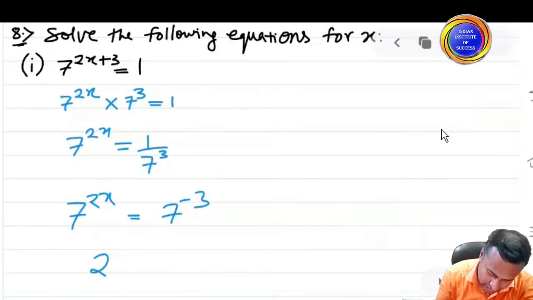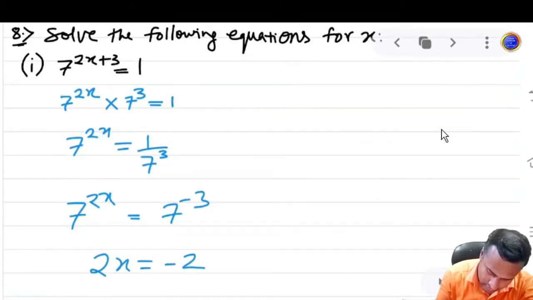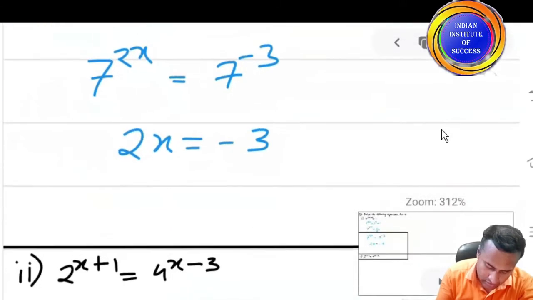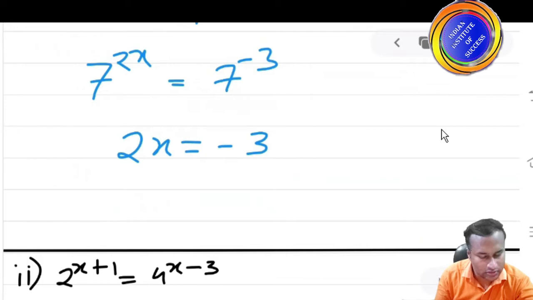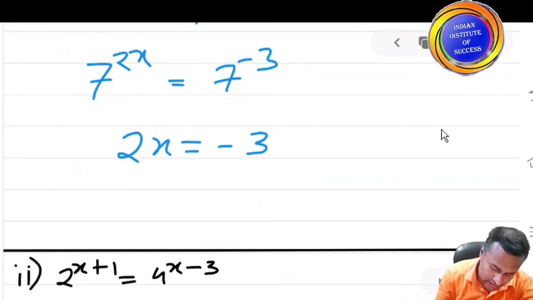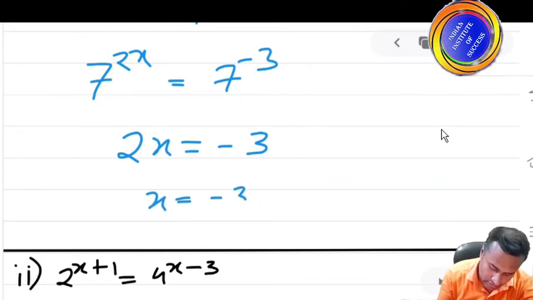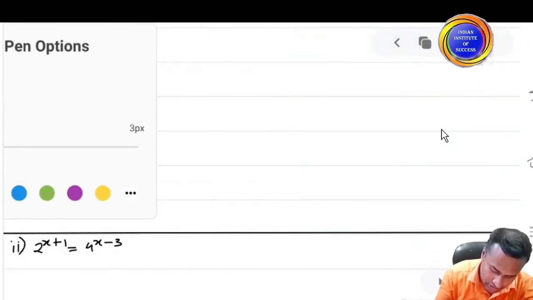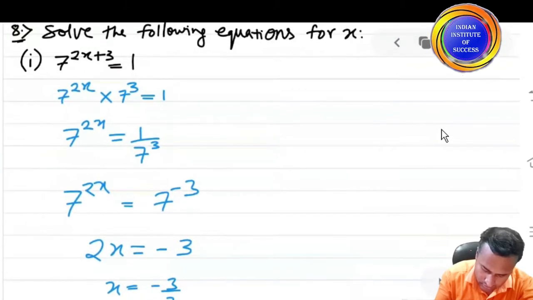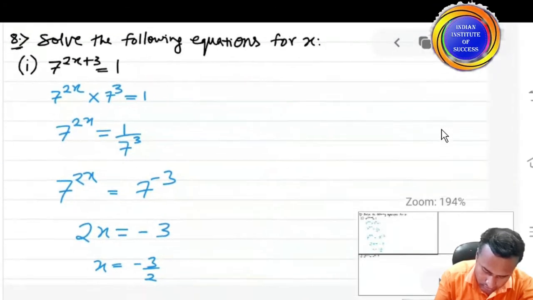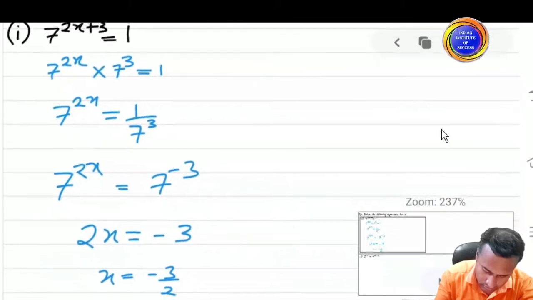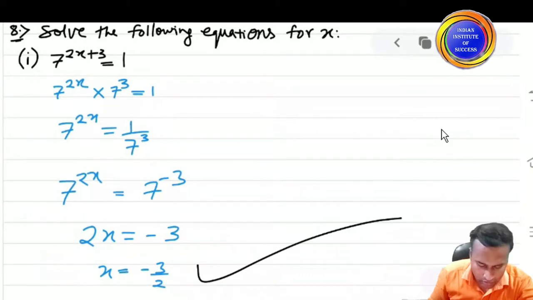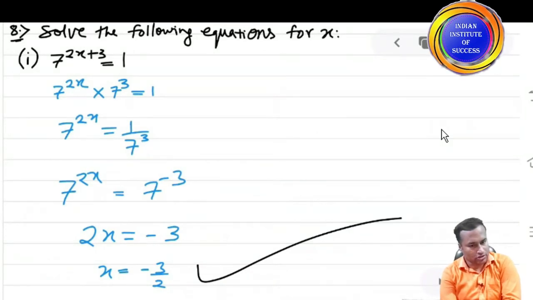It means 2x equals to minus 3. Base are same, powers are equal. So 2x is equal to minus 3. Now here x equals to minus 3 upon 2. So this is the answer. I hope you understood this solution.